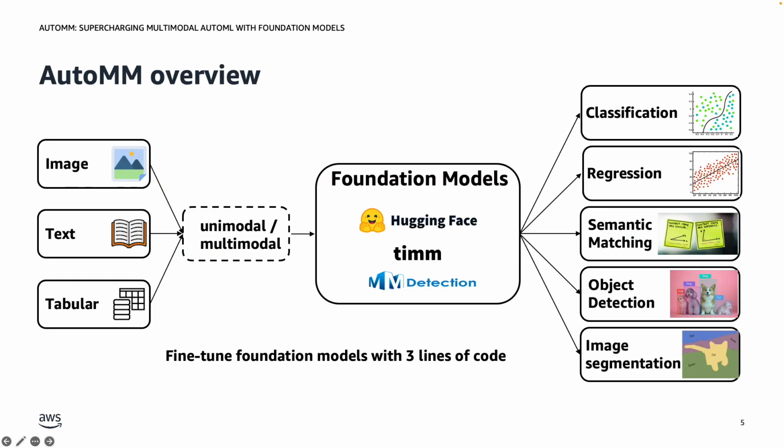Here is an overview of AutoMM. The left side shows the 3 modalities we support. The middle box contains the 3 public model zoos we support. The right side provides a list of tasks. With AutoMM, users can fine-tune the foundation models on these tasks and the modalities with 3 lines of code. Next, let's go over all the tasks one by one.